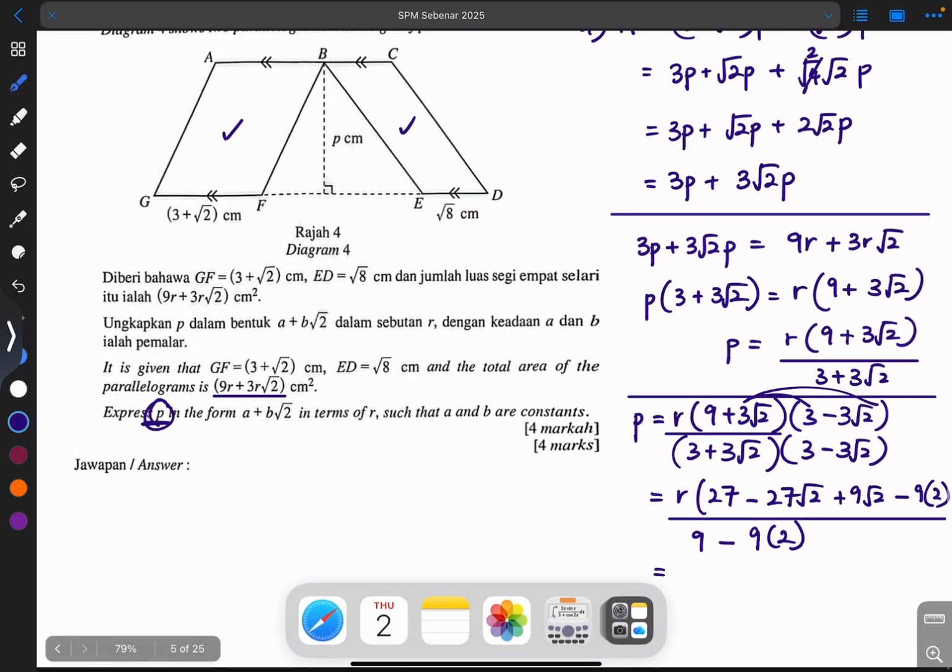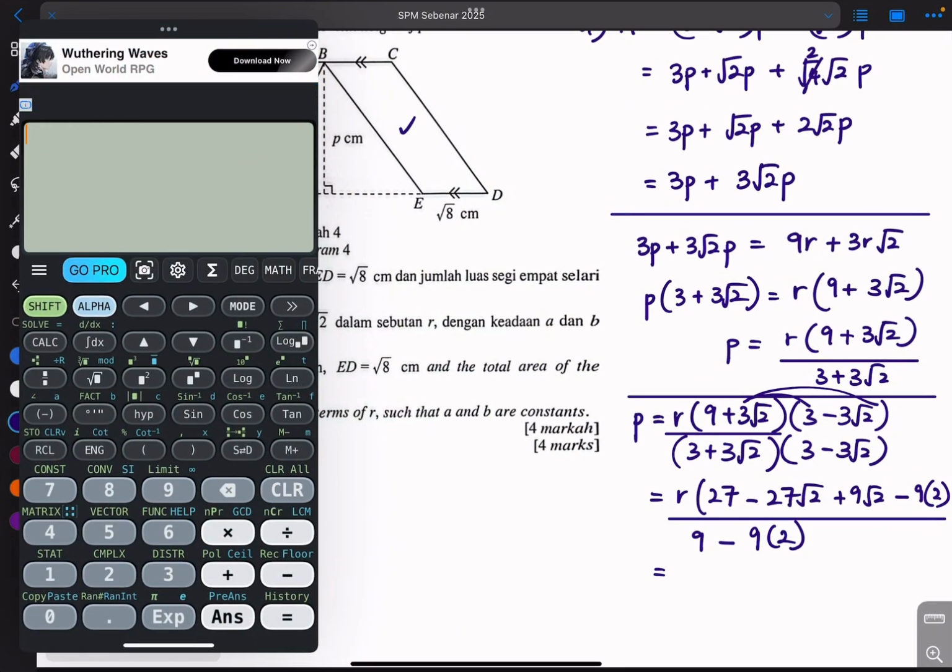Okay, so we can use calculator. So we have 27 minus 9 times z⁴, which is 18. So we get 9 plus, and then we have negative 27z² plus 9z². So we get negative 18z² over. Bottom here we have 9 minus 9 times z⁴, which is negative 9.